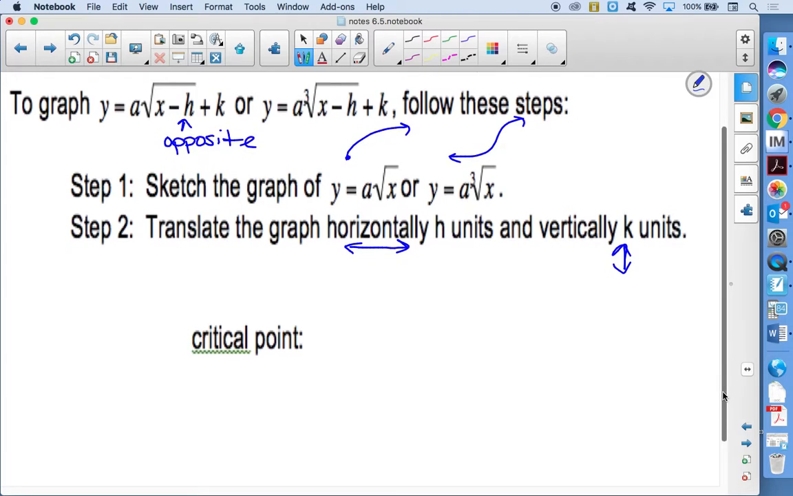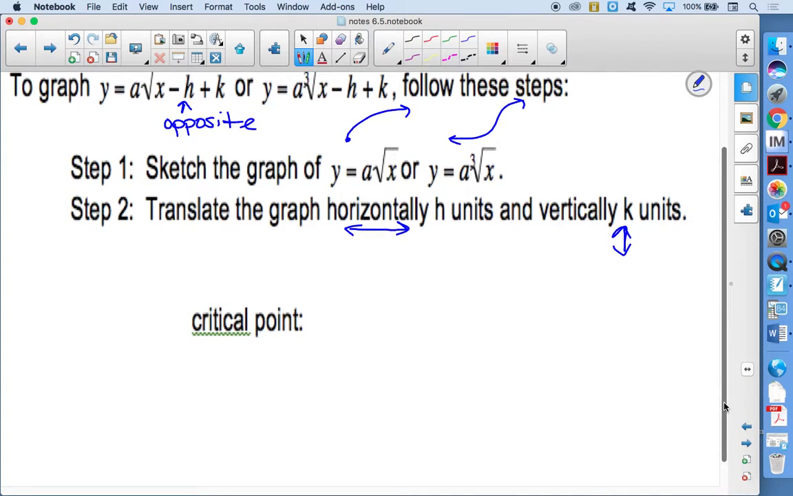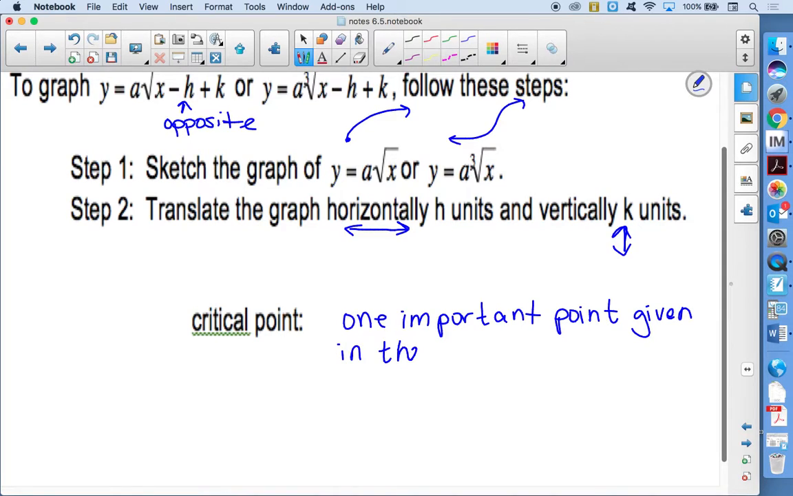So underneath it talks about a critical point. The critical point is usually that one important point that you get from the equation. And it's always going to be given in the equation for you. Anybody remember what that critical point is? What letters would it be? What letters are in our equation? H, K. Thank you.